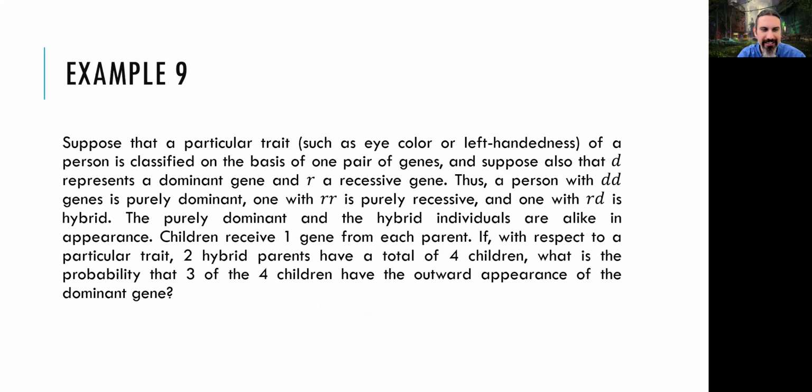Thus, a person with DD genes is purely dominant. One with RR is purely recessive, and one with RD is hybrid. The purely dominant and the hybrid individuals are alike in appearance. Children receive one gene from each parent. If with respect to a particular trait, 2 hybrid parents have a total of 4 children, what's the probability that 3 of the 4 children have the outward appearance of the dominant gene?